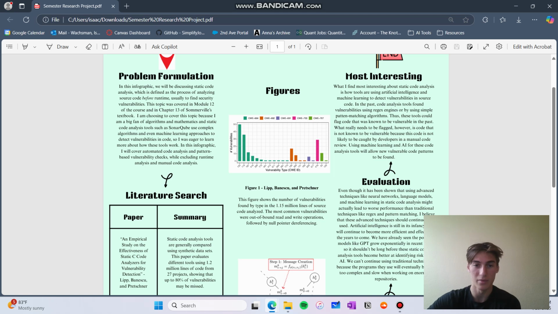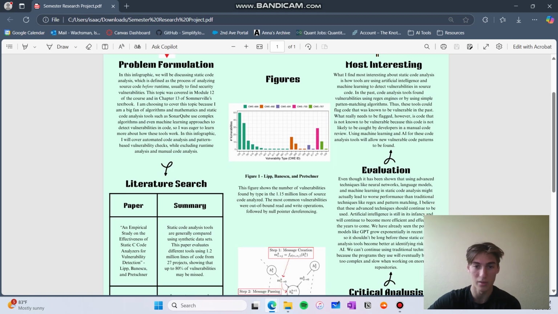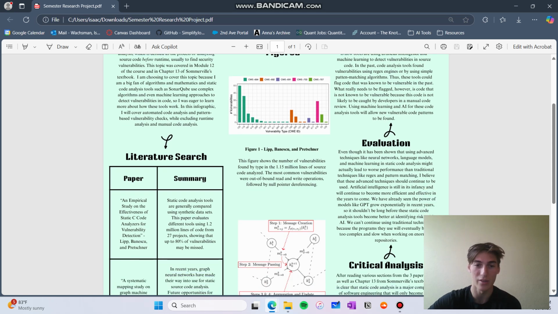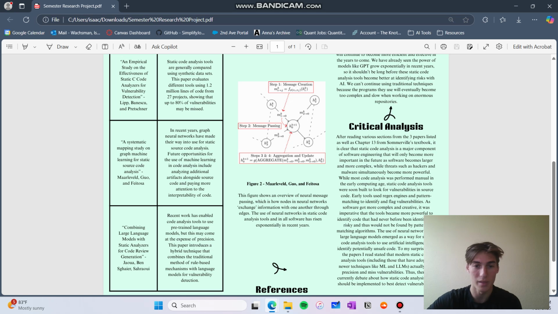So finally, I have some figures here. This first figure shows vulnerabilities by type in the 1.15 million lines of source code analyzed. The most common ones were out-of-bound operations, followed by null pointer dereferencing. And then this figure from the second article shows an overview of how neural message passing works in neural networks.